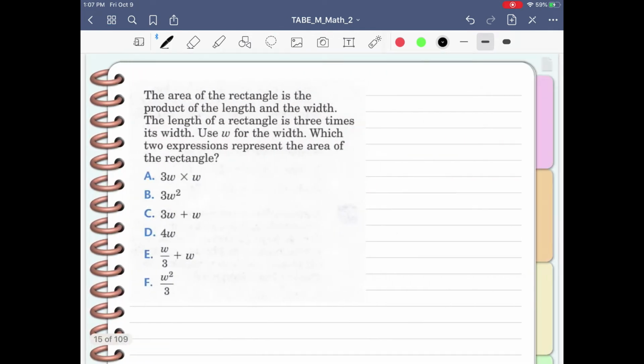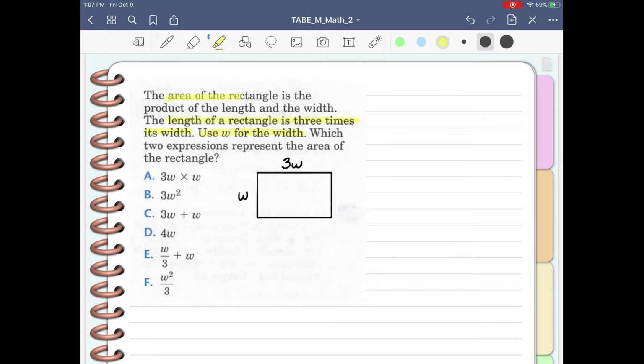Number 3. The area of a rectangle is the product of the length and the width. The length of a rectangle is 3 times its width. Use W for width. Which 2 expressions represent the area of the rectangle? So I am going to organize this problem with a sketch of a rectangle. It says to use W for width. That is right here. And the length is 3 times the width. So length is 3 W's.